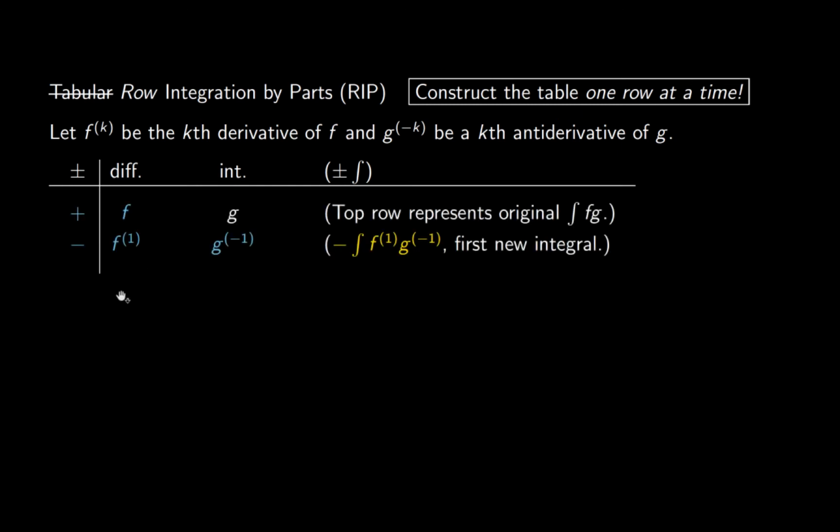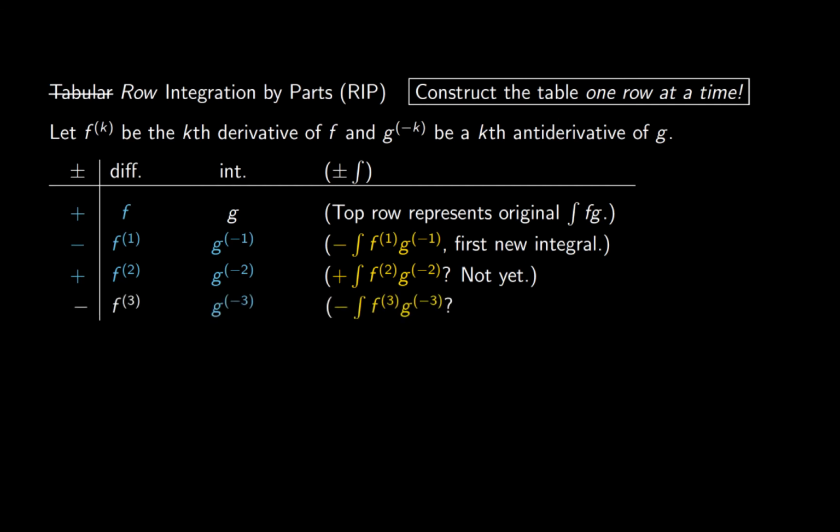One step down gives us the new integral that we obtained from one iteration of integration by parts. If we continue to differentiate f's and find antiderivatives of g, then this is what the table will generate. And again, we take 1 times derivative of f times integral of g, integrate that product, and that's the new integral that we obtained for this iteration of integration by parts. But when do we decide to stop? There's got to be something about this new integral that tells us when to stop.